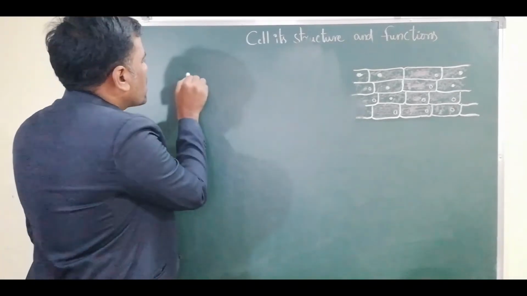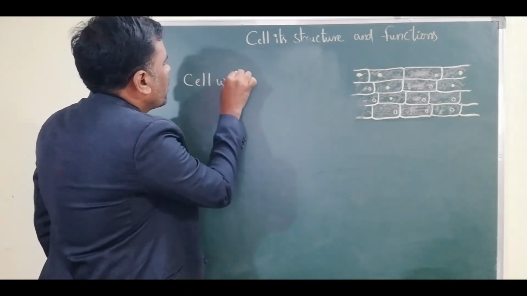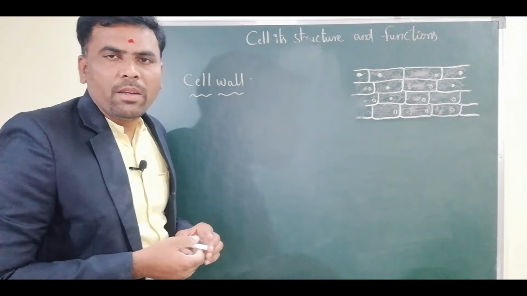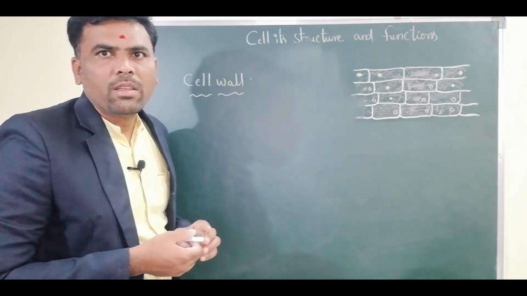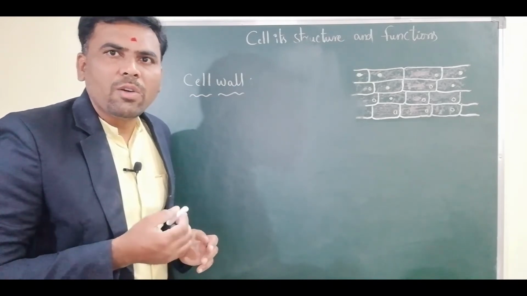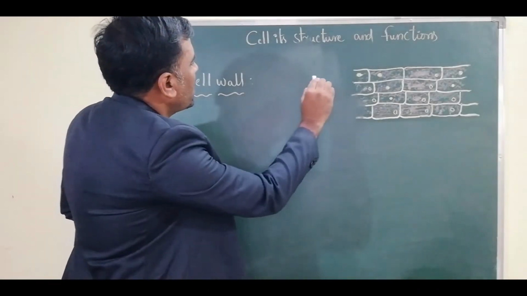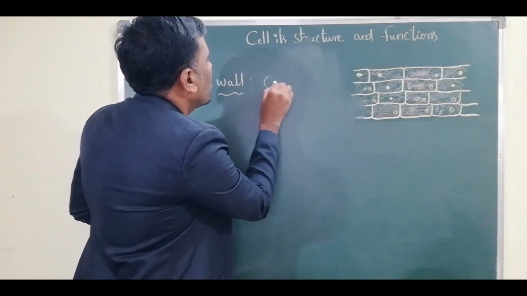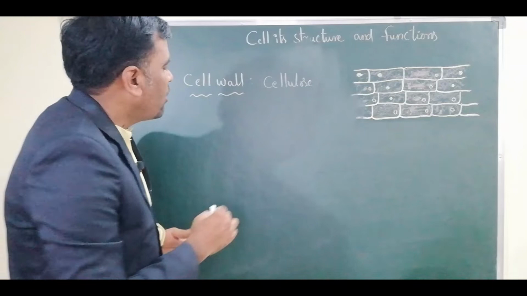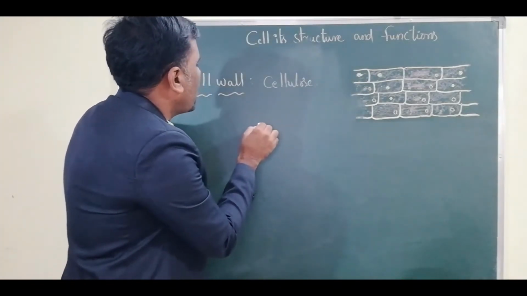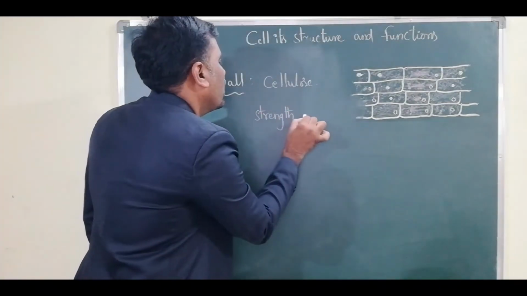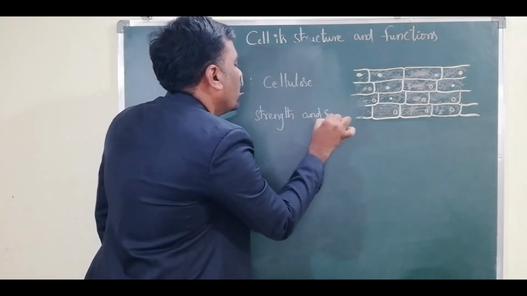Now let's discuss the cell wall. The cell wall is the outermost membrane in plant cell. In case of animal cell, there is no cell wall. The cell wall is made up of a special kind of carbohydrate called cellulose. What is the major function of the cell wall? It gives strength and support to the plant body, to the cell.